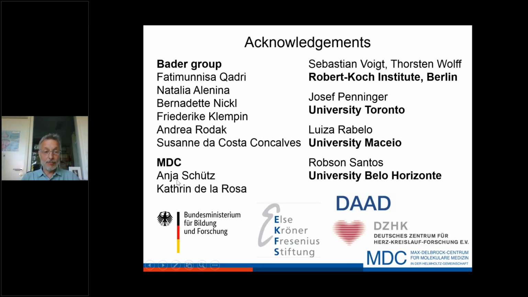People in my lab and also in other labs of the MDC have teamed up to find these drugs together with people at the Robert Koch Institute in Berlin, virologists. We got the mice for our mouse studies from Josef Penninger, and a lot of studies I couldn't talk about, on the enzymatic functions of ACE2, on angiotensin II and so on, we do with Luisa Rabello and Robson Santos in Brazil. Thank you very much for your attention.